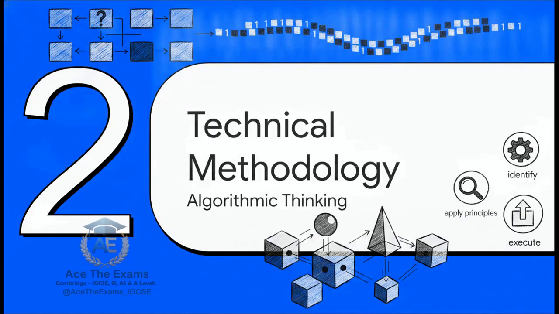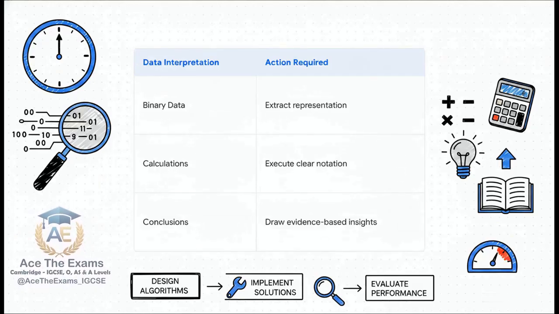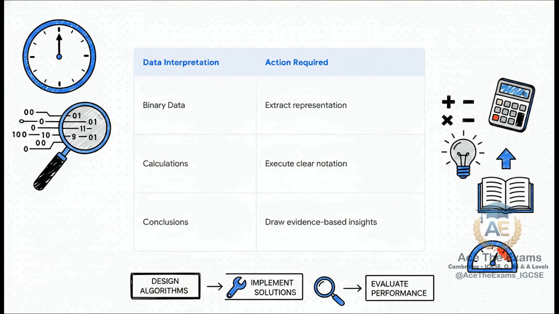Moving right along to Section 2, the technical methodology. Because as we know, writing a perfectly structured paragraph is really only half the battle when it comes to computer science. Algorithmic thinking in lossless compression requires a relentless, step-by-step decomposition process.